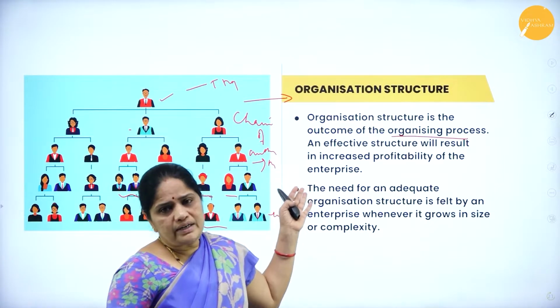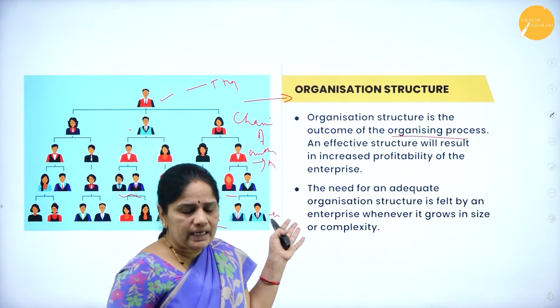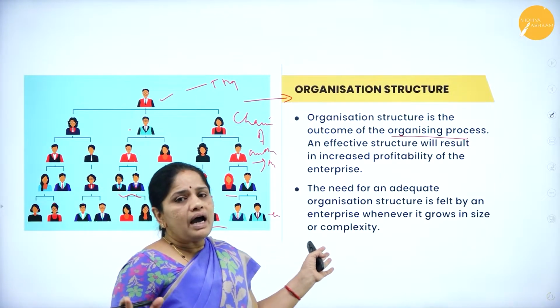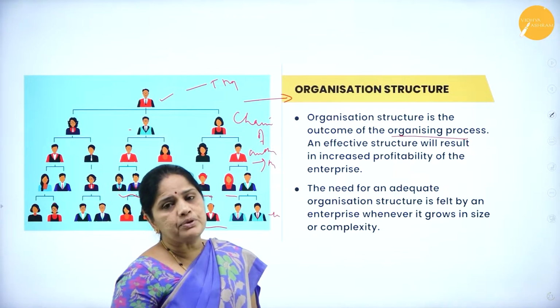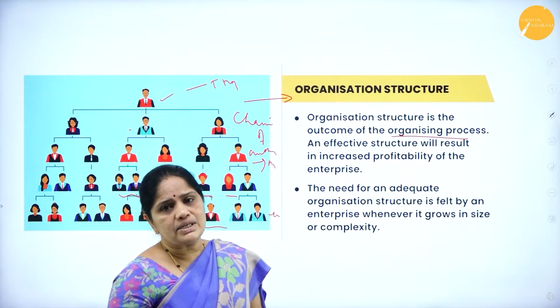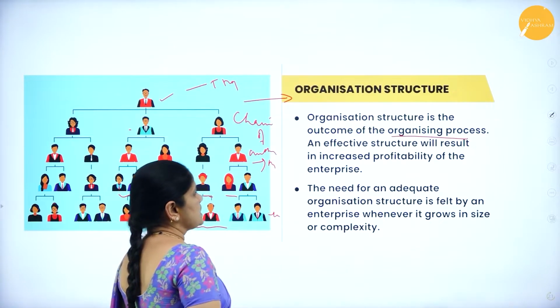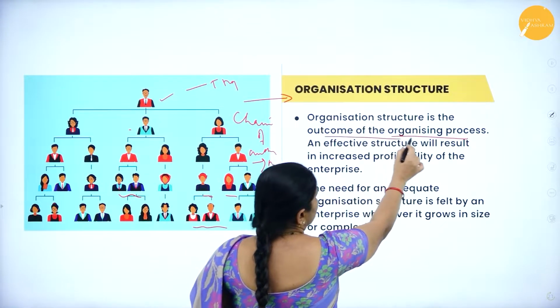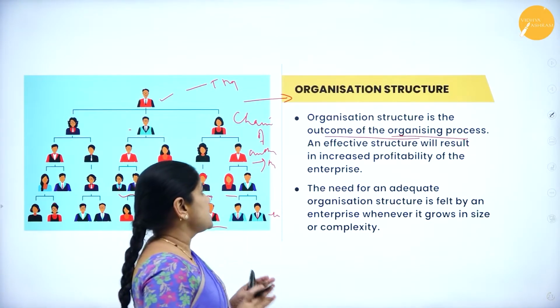So, when you are dividing the jobs, you are creating job positions, you are creating departments. And then you are giving authority and responsibility to each position. So, all this gives rise to the organization structure. So, the outcome of the organizing process is an organization structure.